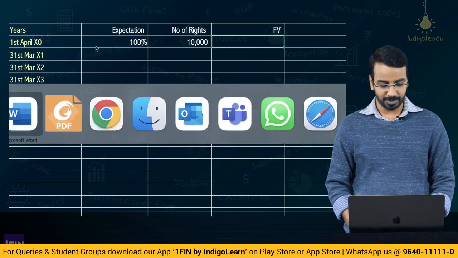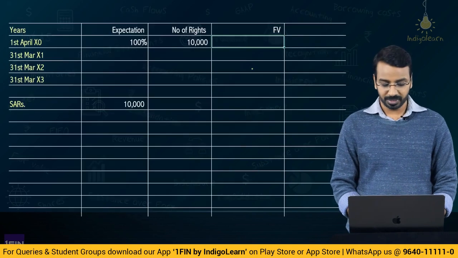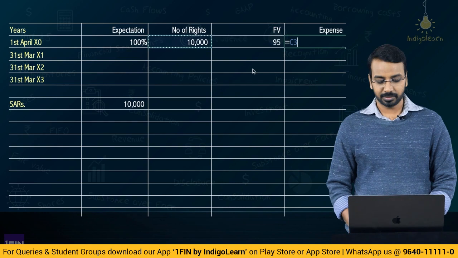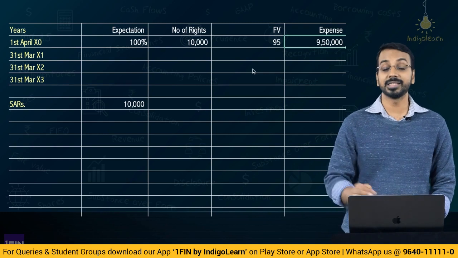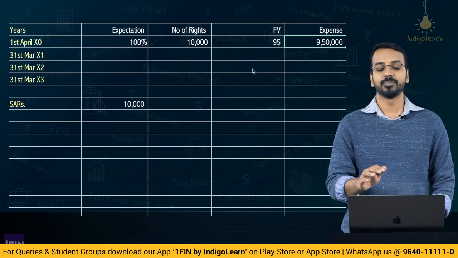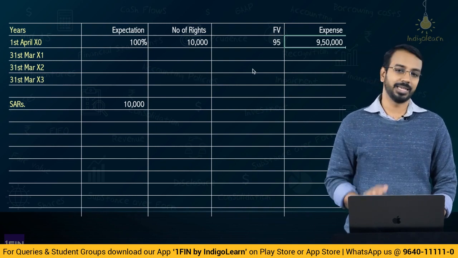Fair value, what is the fair value? Fair value is given to be 95 rupees. So the expense will be 10,000 multiplied by 95, that comes to 9,50,000. This expense will be recognized in the income statement or in the P&L. This expense of 9,50,000 will be recognized immediately.